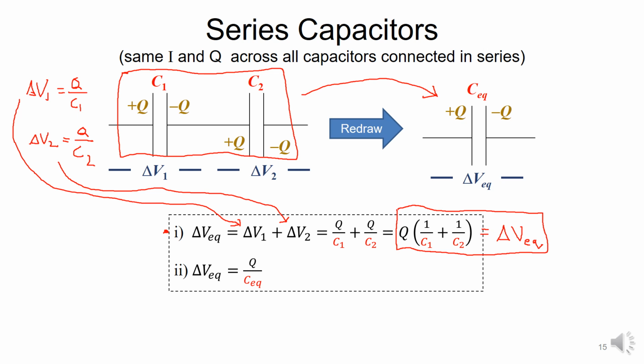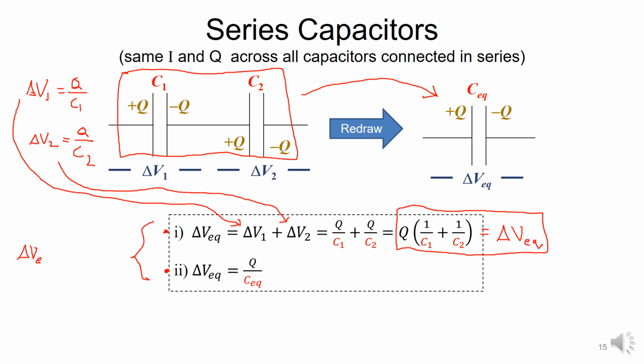All right, and then the next equation, let's look at equation 2 on the slide. It says delta V equivalent equals Q over C equivalent. So we are applying the equation for a single capacitor, the C equivalent, saying that delta V equals Q over C. Okay, so the standard equation for capacitors. And now let's combine them. Like the previous slide, we set the delta V's equal to each other.